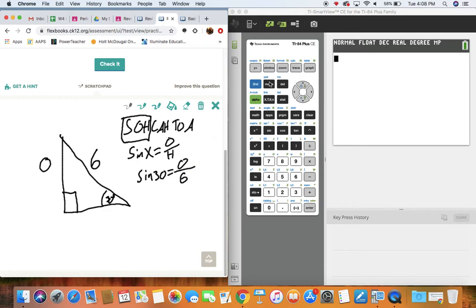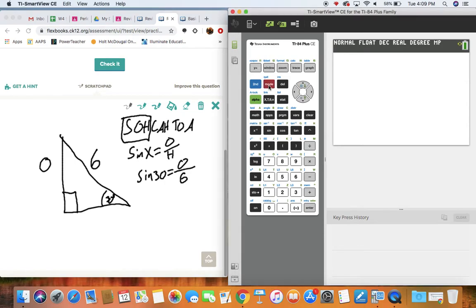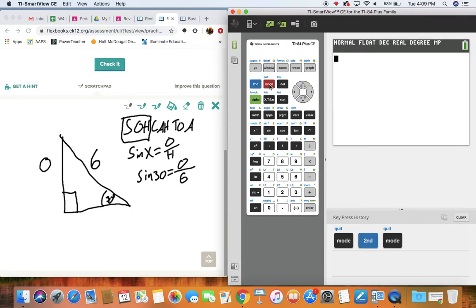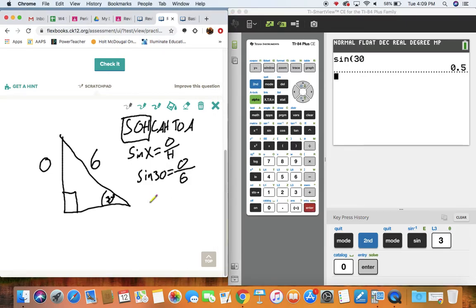So if you have your calculator, and hopefully you followed my advice, you need to put it in degree mode. It's already in degree mode, so I'm good. The other option would be radian mode. You want it in degree mode. So get back to your screen and you hit sine of 30. That equals 0.5. Okay? So sine of 30 is 0.5, and that equals the opposite over 6.